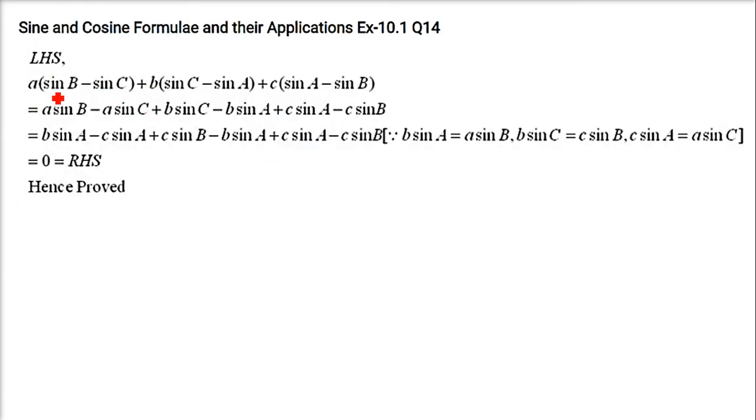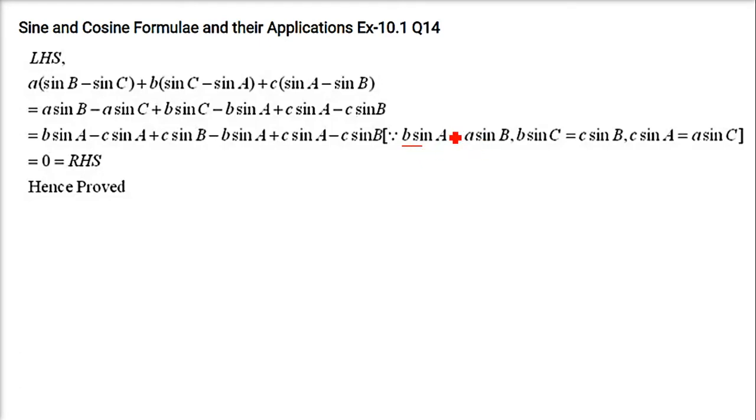Here we have the left hand side is this one. We have to prove it to be 0. So first multiply it. See, a sin b minus a sin c, b sin c minus b sin a, and c sin a minus c sin b. But now we know the sine rule. We know the sine rule that b sin a is nothing but a sin b. b sin a can be written as a sin b, right?